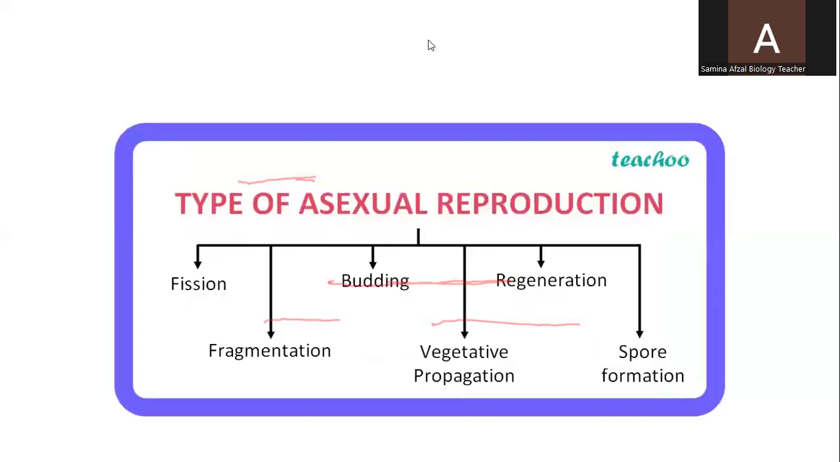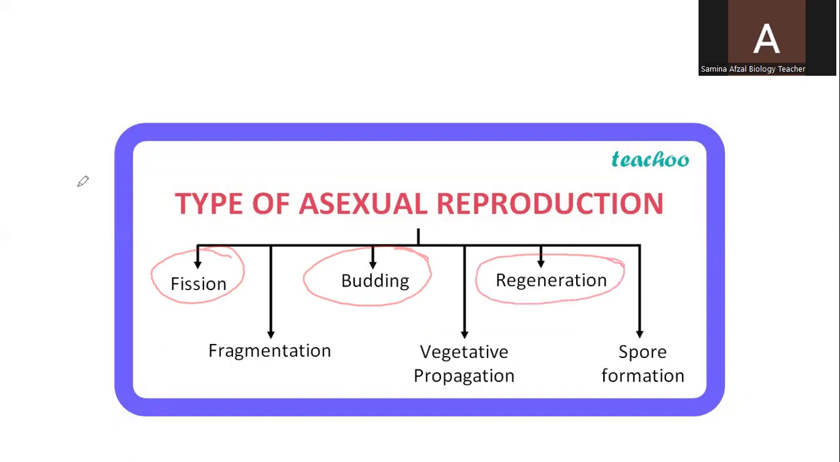Other examples of asexual reproduction are fission, budding, regeneration, fragmentation, vegetative propagation, and spore formation. Fission is when one organism is divided into two. Budding is when a bud appears on the body of the organism, and if separated, it can grow into a new offspring. In regeneration, lost parts are regenerated in different types of organisms. In fragmentation, if one fragment is separated from the other body, that fragment will grow into a new organism.